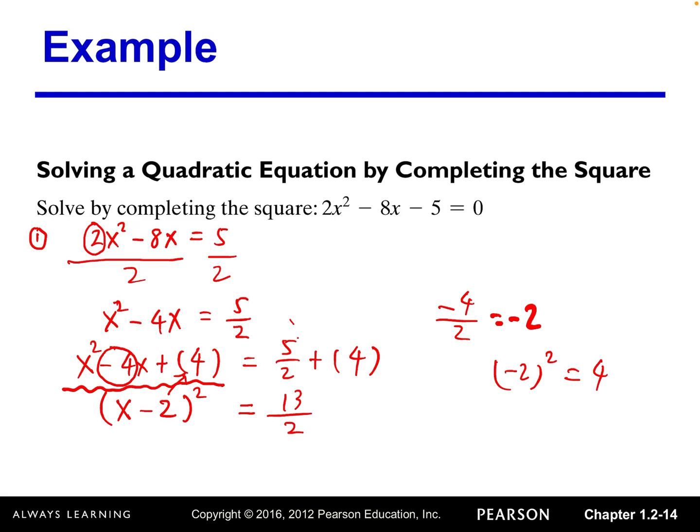And now we can apply the square root method. So x - 2 should equal plus or minus the square root of 13/2. Right? So if we move the minus 2 to the right hand side, x equals 2 plus or minus the square root of 13/2.